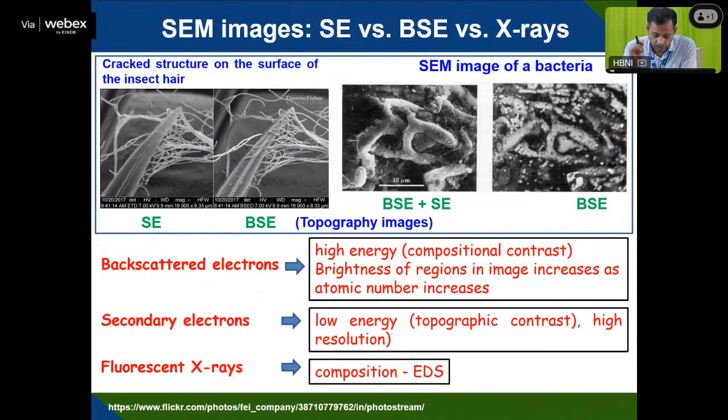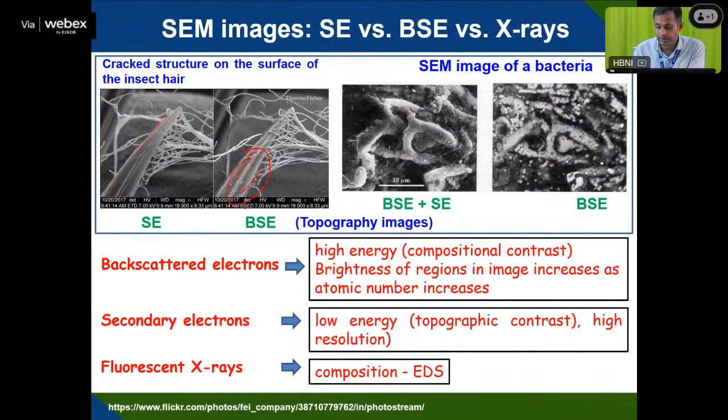As I told, the scanning electron microscope uses both secondary electrons as well as backscattered electrons. If you see the secondary electron image, there is a cracked structure on the surface of the insect hair, this is insect hair, and the cracked surface is here. But this cracked surface is not visible properly here. If you see here the backscattered electron image, as I told, backscatter is good for topographic images. You can see better structural information than the secondary electron image.